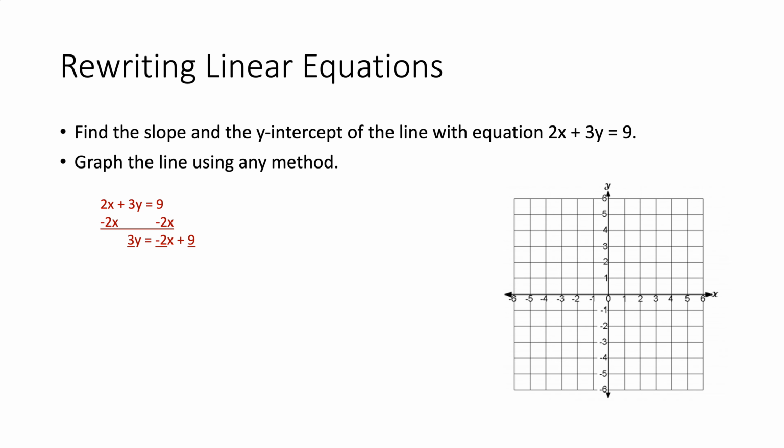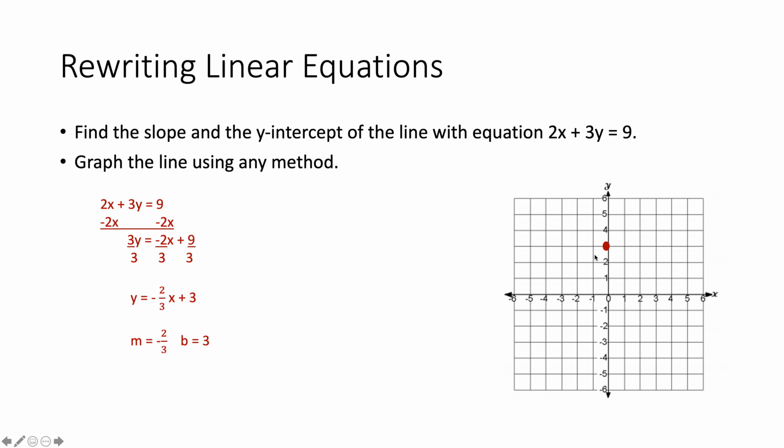Okay, so that gives me 3y is negative 2x plus 9. Then I divide everything by 3. That gets the y all by itself, and it says y equals negative 2/3 x plus 3. So that means that the slope is negative 2/3, the y-intercept is 3. Why do we use a B for y-intercept? Because it's where you begin. Why do we use an M for slope? Because it's how you move.